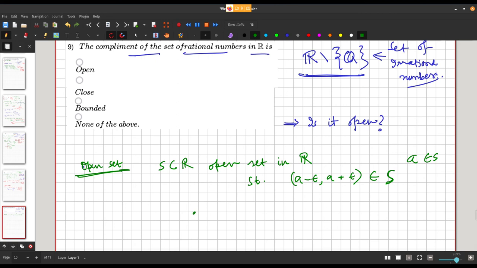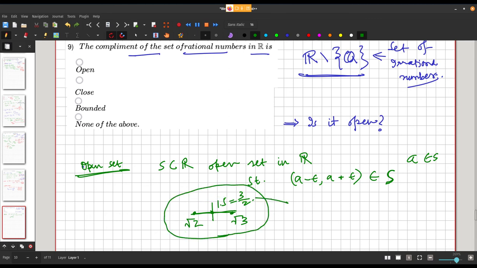So I can give you one example. Take two points, root 2 and root 3. And in between there will be a number 3 over 2. So there will be a rational number present in between these two irrational numbers. So this is not open. Generally, when we write (a, b), we denote an open set in the real line. But here, the set of irrational numbers and the set of rational numbers, neither are open sets. So I hope you have understood what I'm trying to say.